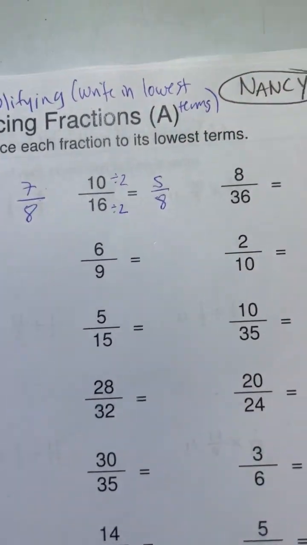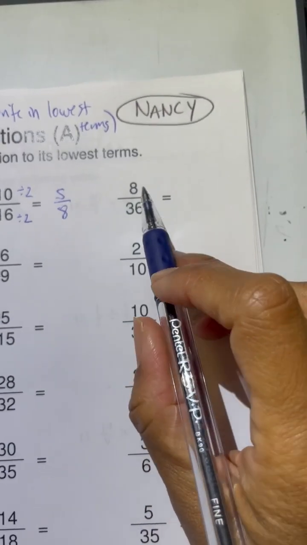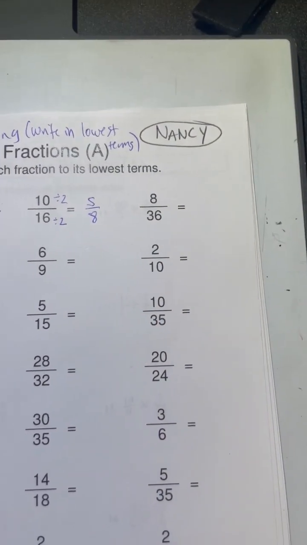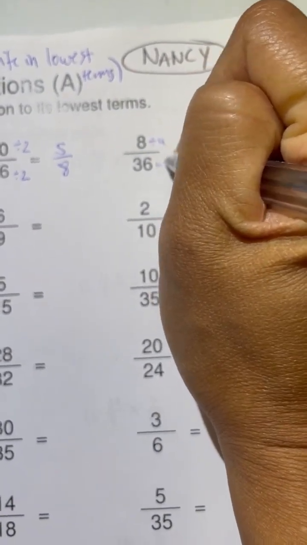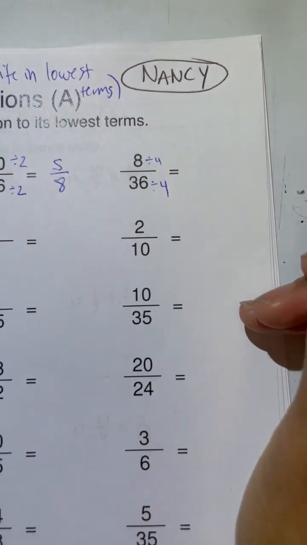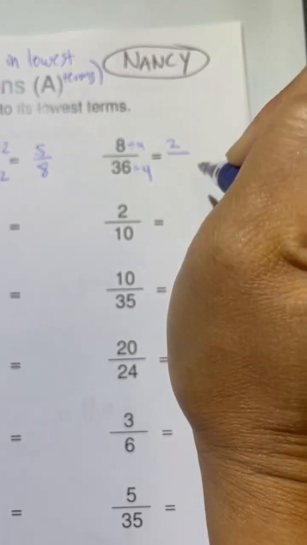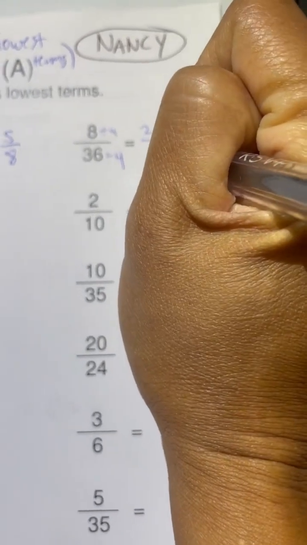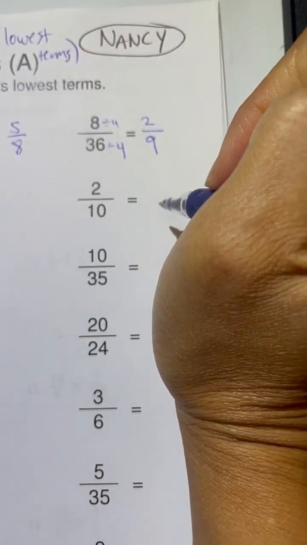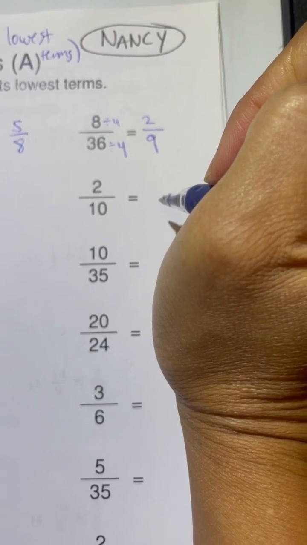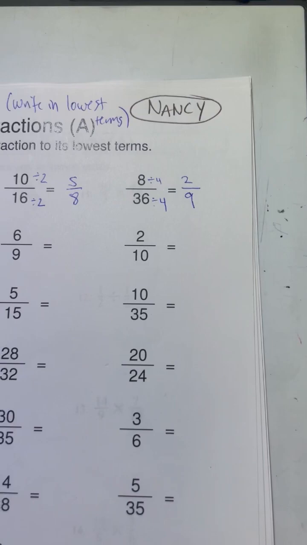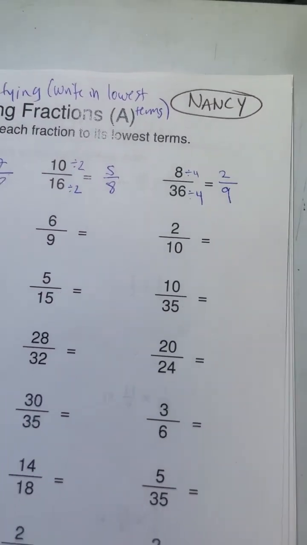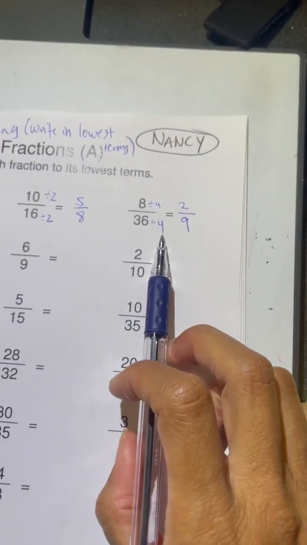5/8. Last but not least, as a class, what do 8 and 36 have in common? 4, okay. So if I divide the top by 4 and the bottom by 4, what do I get? 2/9. 9 times 4 is 36. 2 times 4 is 8. That is correct.